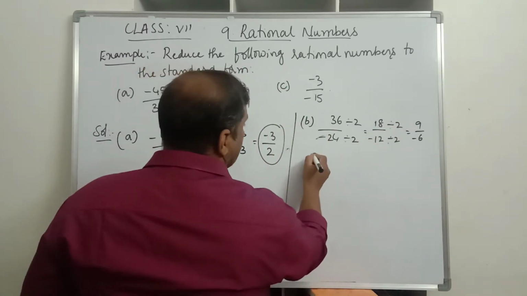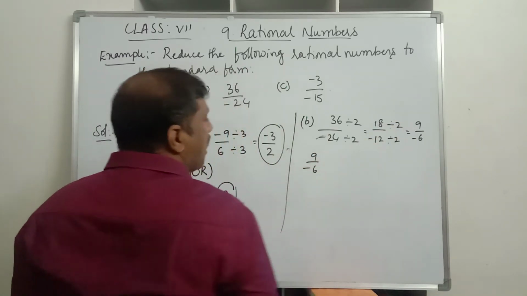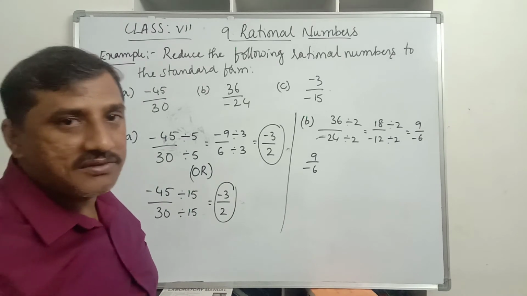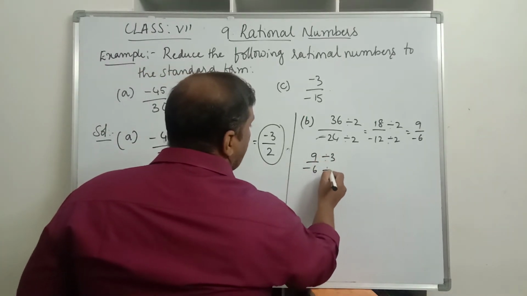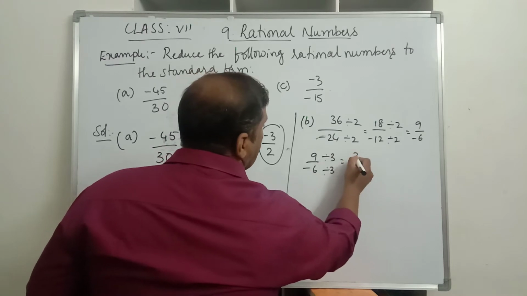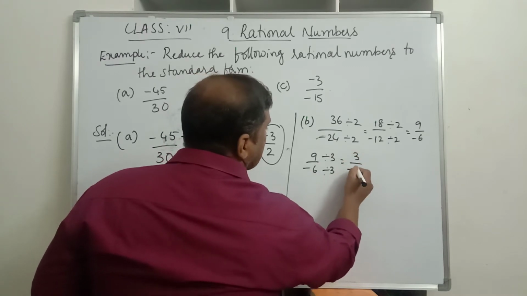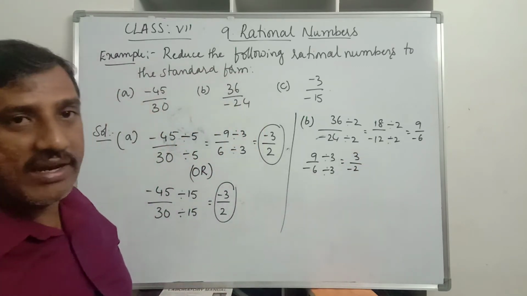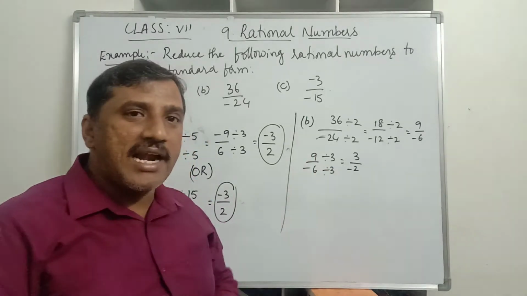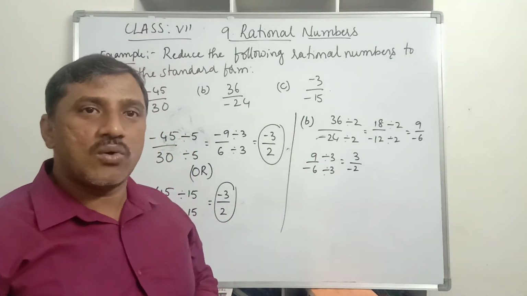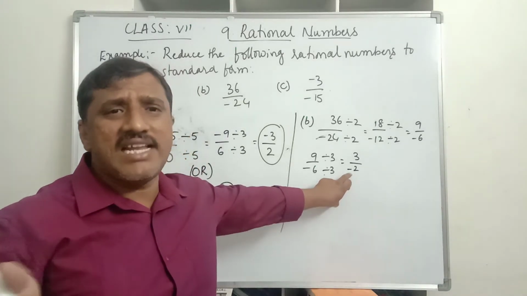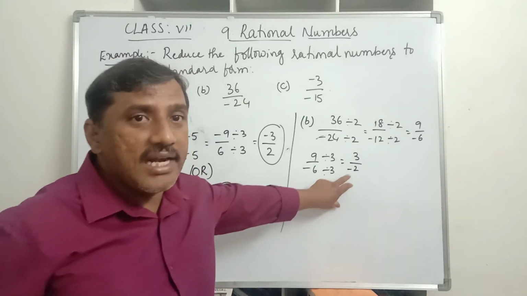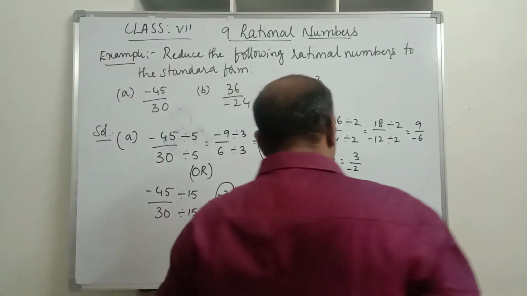Next, continuing, that is 9 by minus 6. Both are multiples of 3, so they are divisible by 3. Divide by 3. So what do we get? 3 3s are 9 and 3 2s are 6. 3 divided by minus 2 we got. So is it in the standard form? 3 divided by minus 2? No. Why? Because the denominator is a negative integer. It should always be a positive integer.